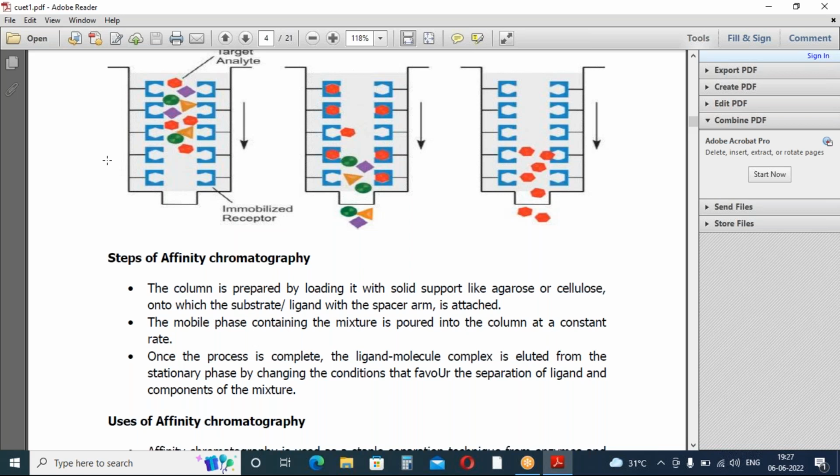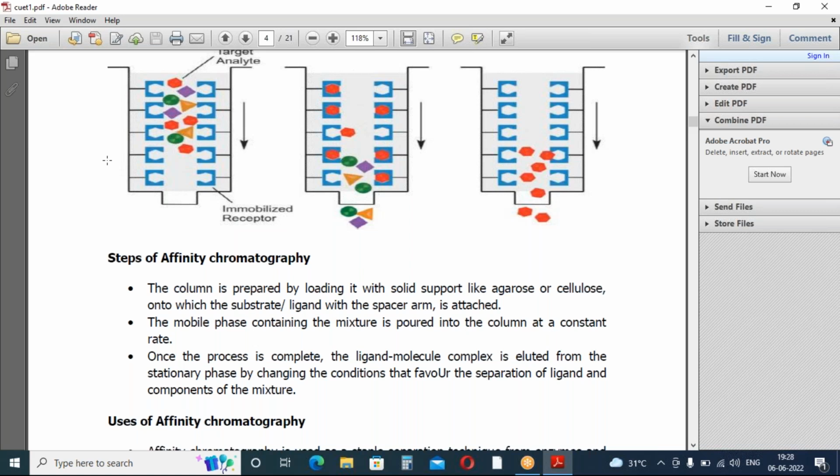Okay, I will tell the reason here. To prevent the hindrances or the repulsions between the molecules. The stationary phase is coated with agarose or cellulose particles, and some steric repulsions occur between the ligands on the stationary phase. To prevent these steric hindrances, we use a spacer arm, which is bonded with the ligand.